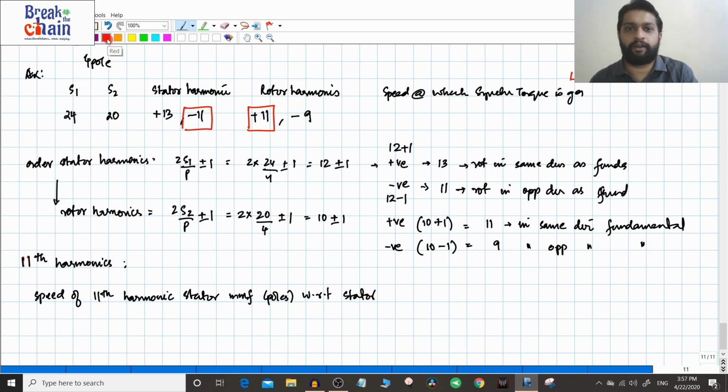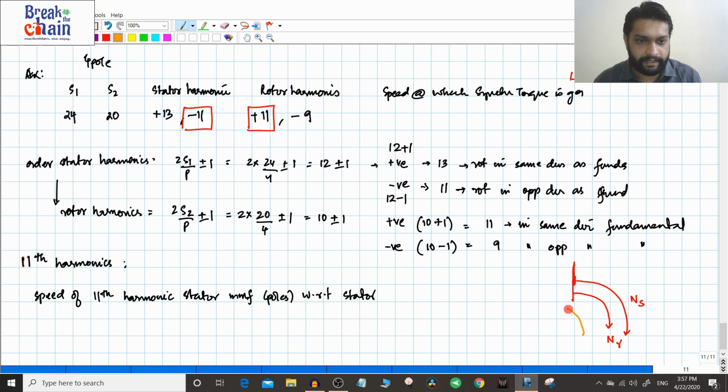Now let us draw the fundamental. For example, let us assume the fundamental is rotating in the clockwise direction. The fundamental is rotating in the clockwise direction, and the rotor speed because of this fundamental, which is NR, also will rotate in the same direction, just like how any induction motor works. So that also will be in the same direction, which is NR. Now we will take the stator MMF. You can see that the stator MMF, due to the harmonics, is rotating in the opposite direction, right?